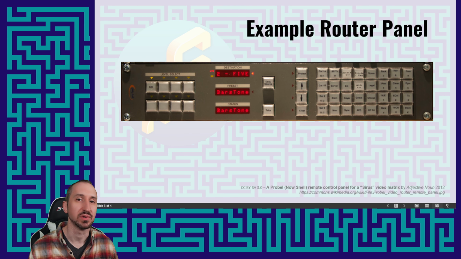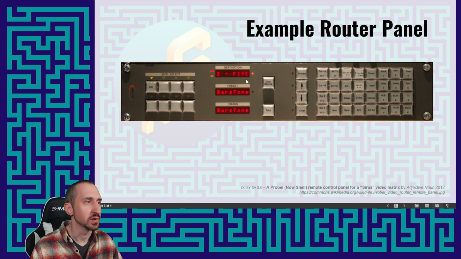So this is an example of a router panel. When we say physical router panel, this is kind of the thing that we mean. And this is an older one, from 2012. It's an old Probel router, which has been bought out. Those companies get bought by other companies all the time, so the names constantly change, but the overall concepts remain consistent across all of them.